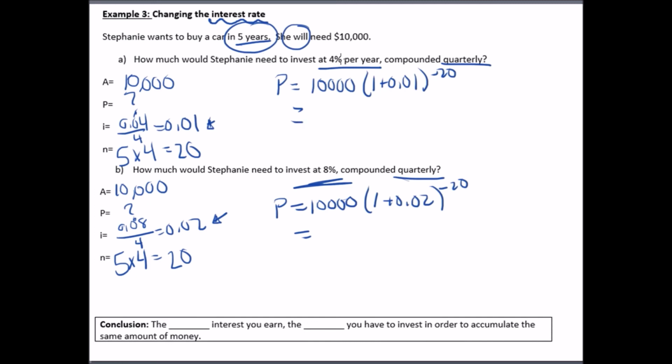Okay. If we invest at 4% a year, we actually have to invest $8,195.44. Okay. If we invest at 8% a year, we only have to invest $6,729.71. So, by making double the amount of interest, we obviously have to invest less in order to reach our goals. So, the more interest you earn, the less you have to invest to actually accumulate the same amount of money. Okay, so more interest, the better.